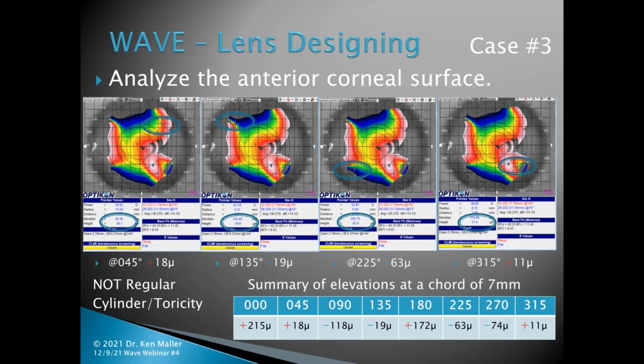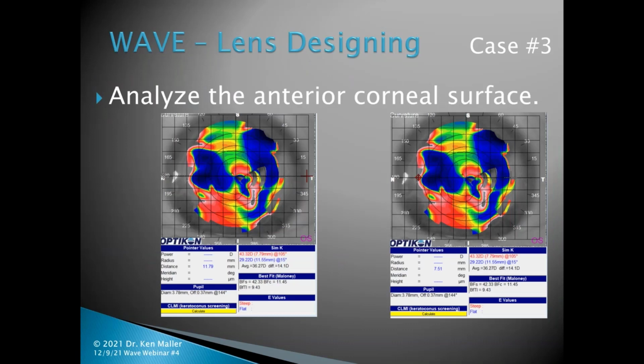And so here's the summary of the elevations and depressions on this particular eye. You can see here that we really have deviated away from a normal toric surface, and hence the reason why we're going to have to design a much more complex lens to deal with this particular eye.